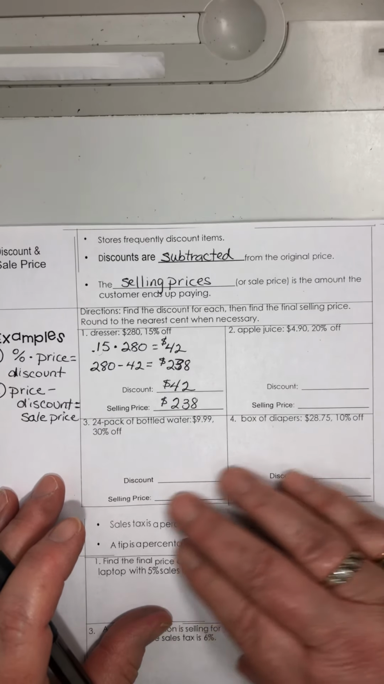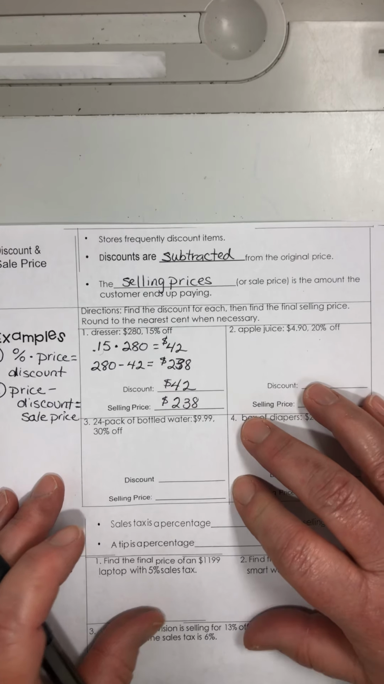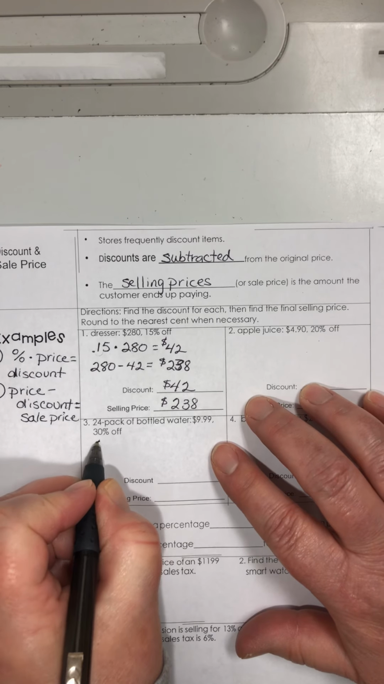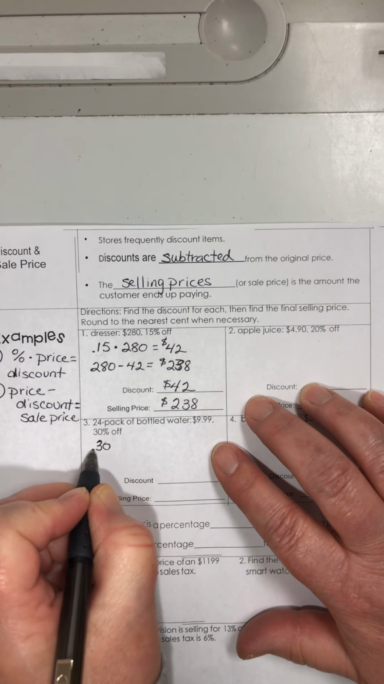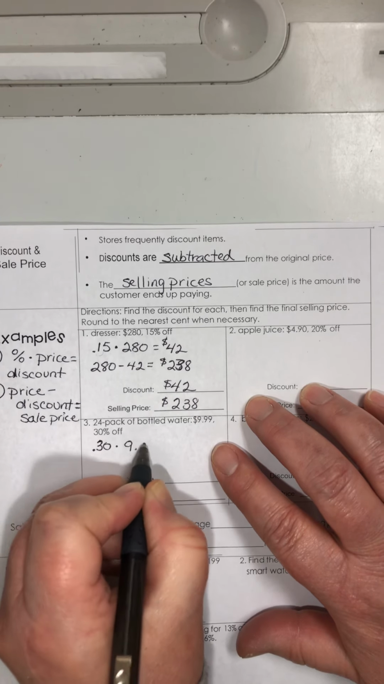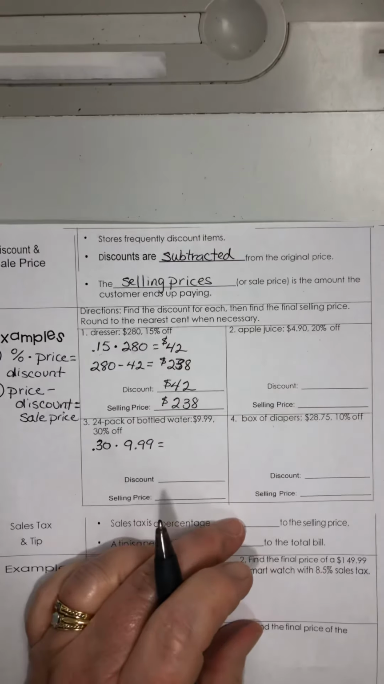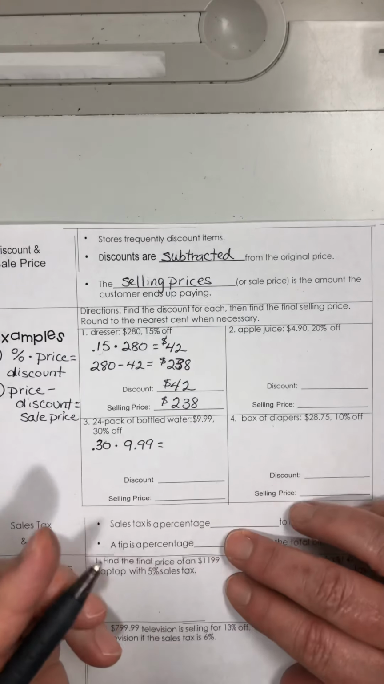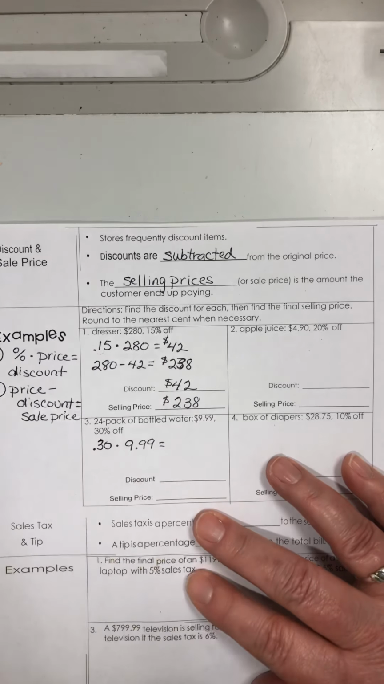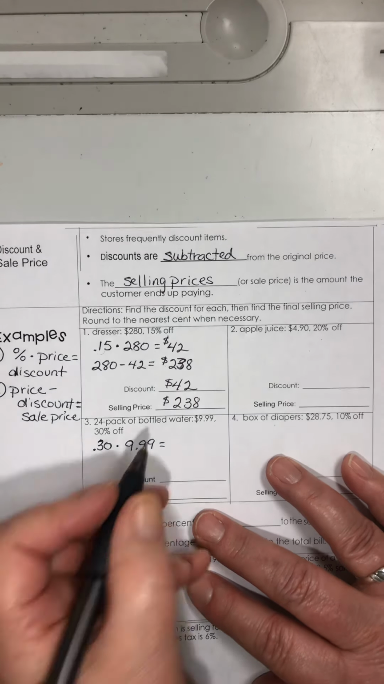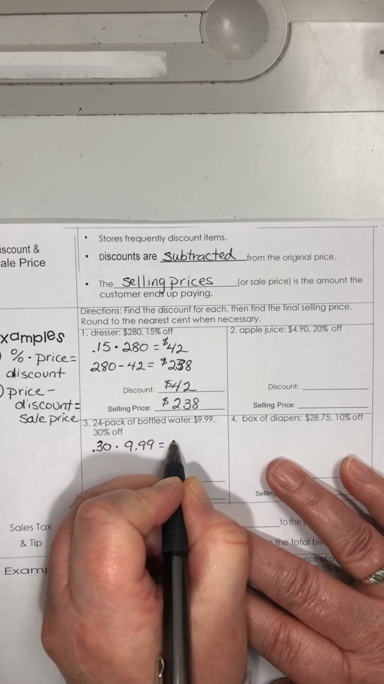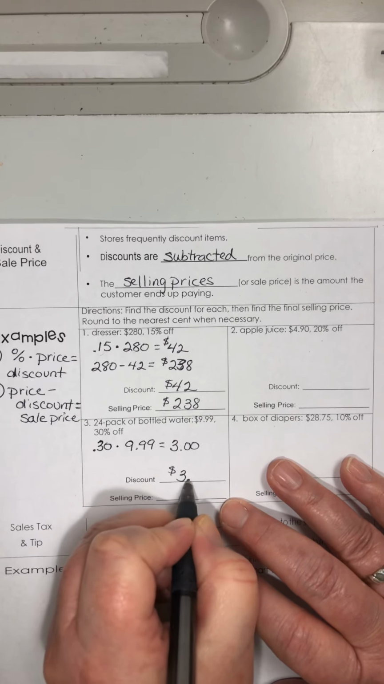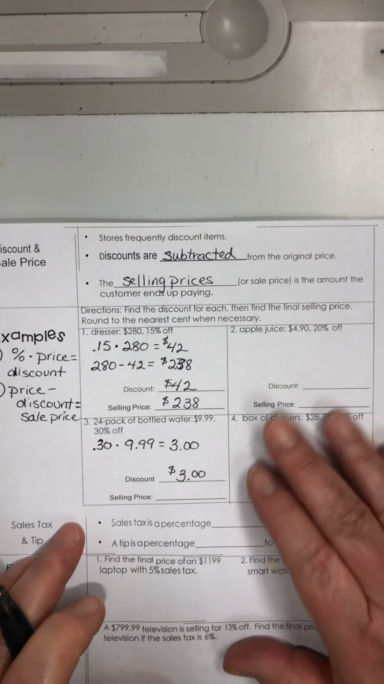Okay, let's do number 3 right below it. In number 3, we've got a 24-pack of bottled water for $9.99, and it's going to be 30% off. Okay, so part 1, we're going to take that percent, change it to a decimal, so move it over twice, times the price of the water, calculate that. So 9.99 times 0.3. Oh, I'm going to have to round. That's got 3 decimal places. So if 7 says go up, after 99, I go up 1 penny to $3. So they're going to subtract $3 off of that pack of bottled water.